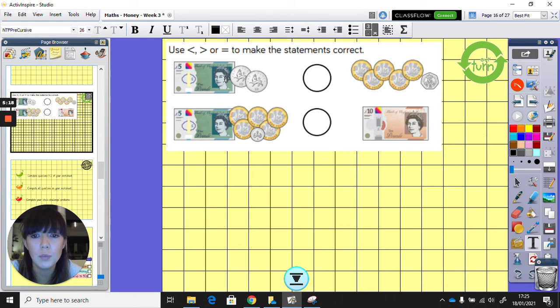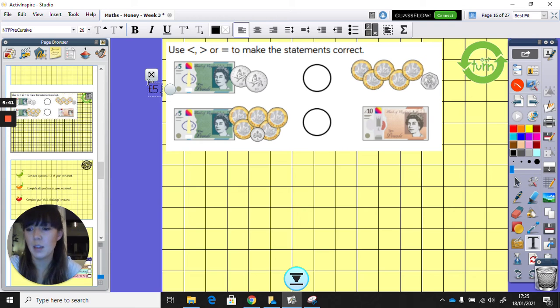So first of all, you've got to work out how much is on each side. You've got to then work out which one's bigger, or which one's less, or which one's greater and which one's less, or whether they're equal or not, okay? So the first thing, I'm going to do this one first. So we've got £5 and we've got 10p. So we write this like this. £5 and then we put a dot.